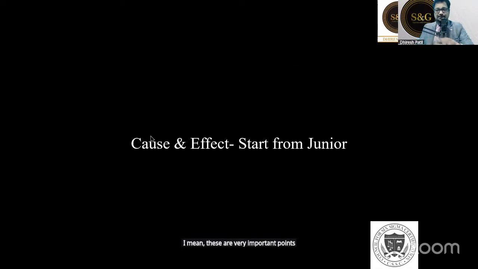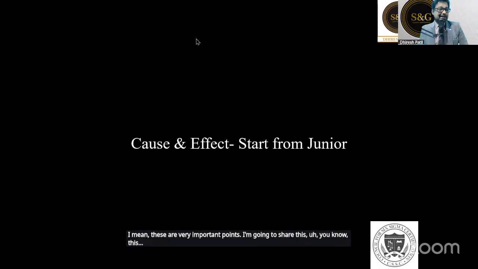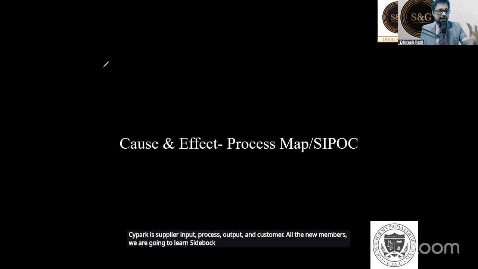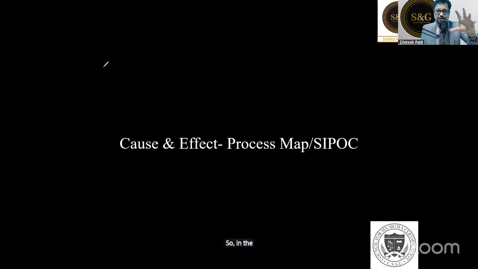I'm going to share this presentation with you. Now, while doing fishbone analysis, use the process map, or SIPOC. SIPOC is supplier, input, process, output, and customer. All the new members, we are going to learn SIPOC in the green belt. In the define phase of green belt, you will understand what SIPOC is and how to make it.